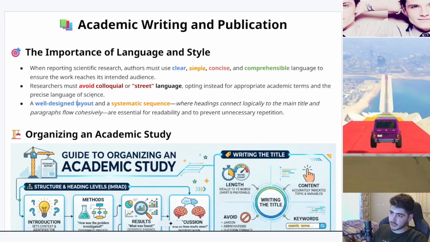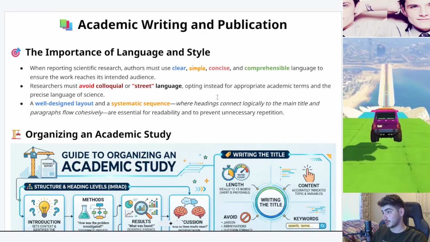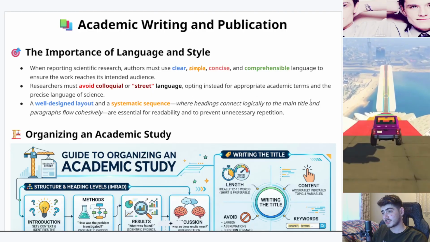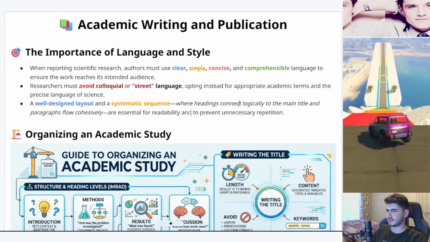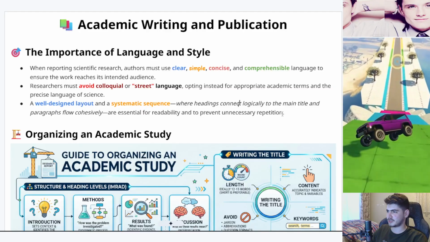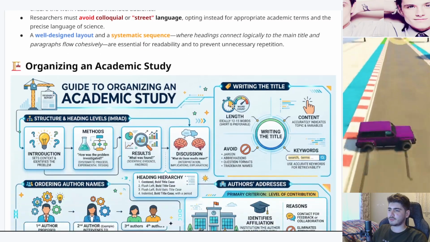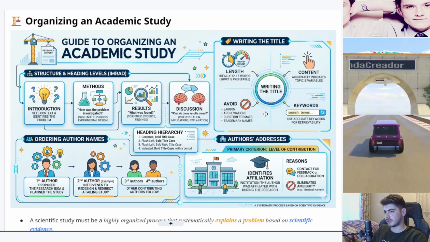A well-designed layout and a systematic sequence where headings connect logically to the main title and paragraphs flow cohesively are essential for readability and to prevent unnecessary repetition. I don't think this needs more introduction.